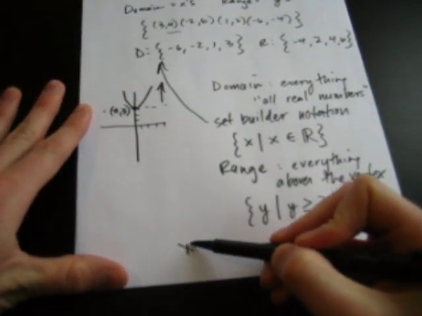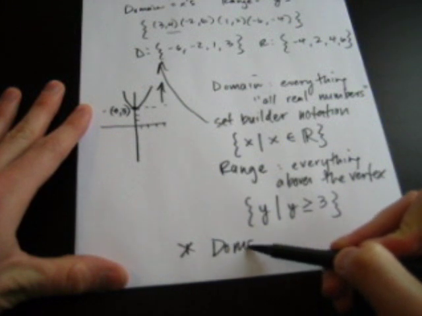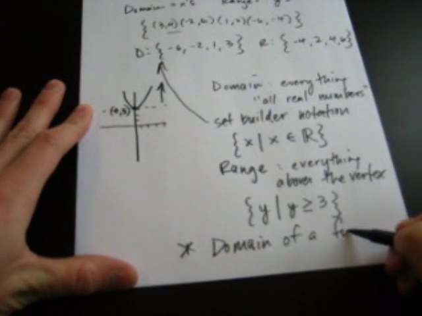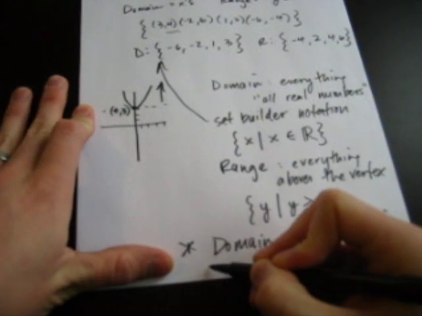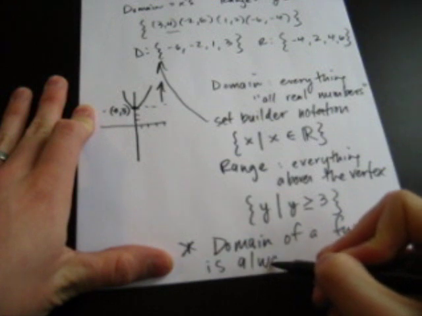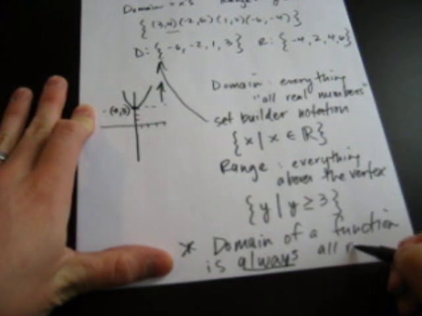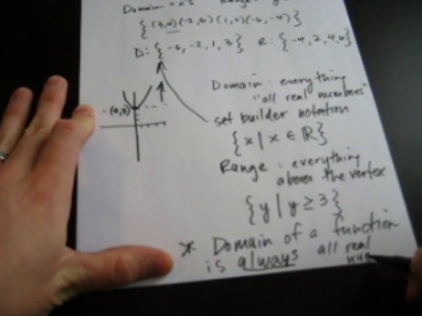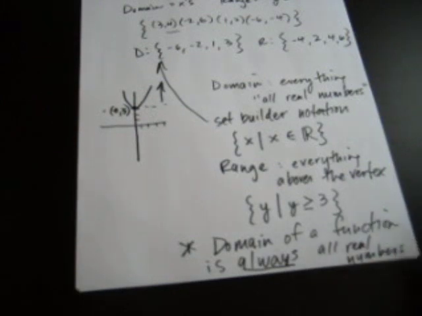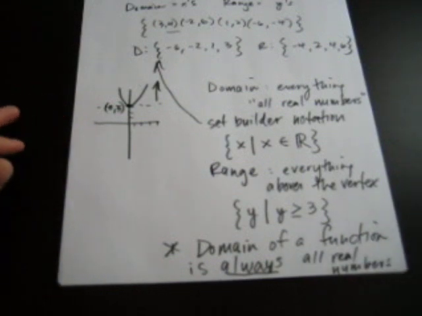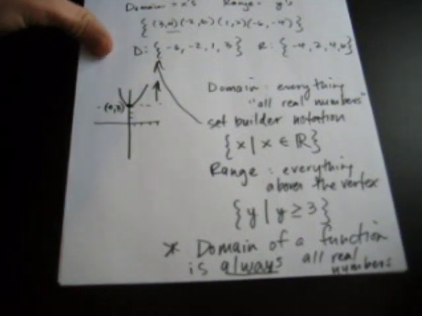Another thing to remember is the domain of a function is always all real numbers, if you just have a normal equation. There'll be some special cases, but just a regular old function, it's always going to be all real numbers. You can put that in right away.